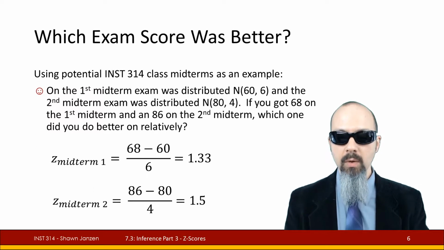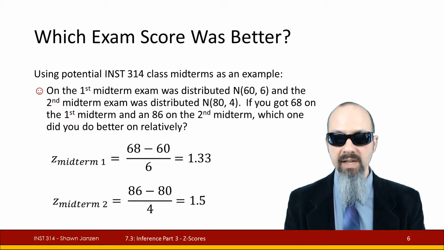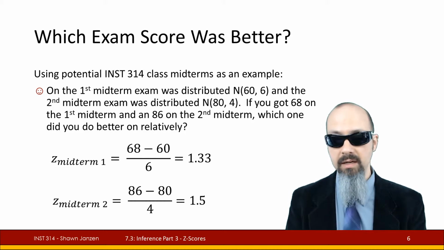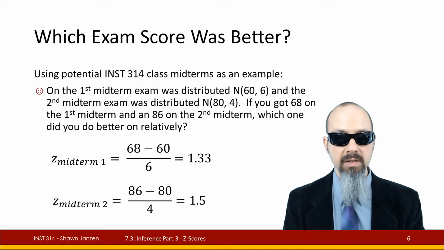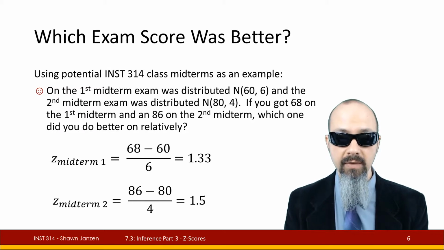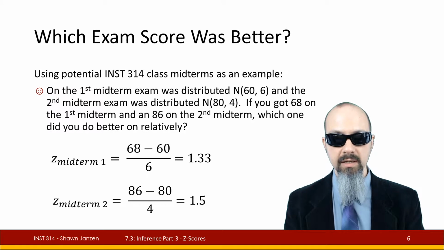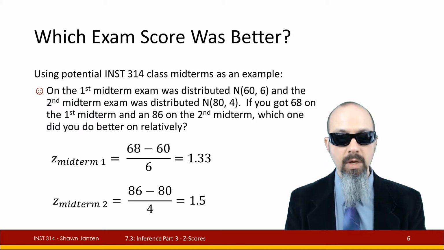So going back to our example in the previous video, which exam score was better? We said that the first midterm score was distributed with a mean of 60 and a standard deviation of 6. The second midterm exam was normally distributed with a mean of 80 and a standard deviation of 4. On the first midterm exam, we scored a 68, and an 86 on the second midterm. Which one did we do better on? So we can figure that out.